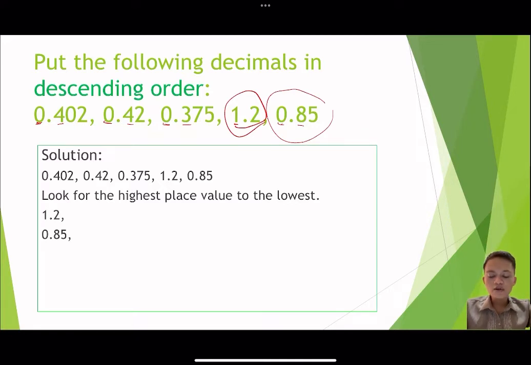So, i-compare natin yung 0.402 and 0.42. So, yung next place value natin is 0 itong isa at yung isa naman ay 2. Mas mataas yung 42 kaysa sa 40. Therefore, yung next natin is 0.42. And then after that is 0.402. And then finally, yung ating lowest is 0.375.